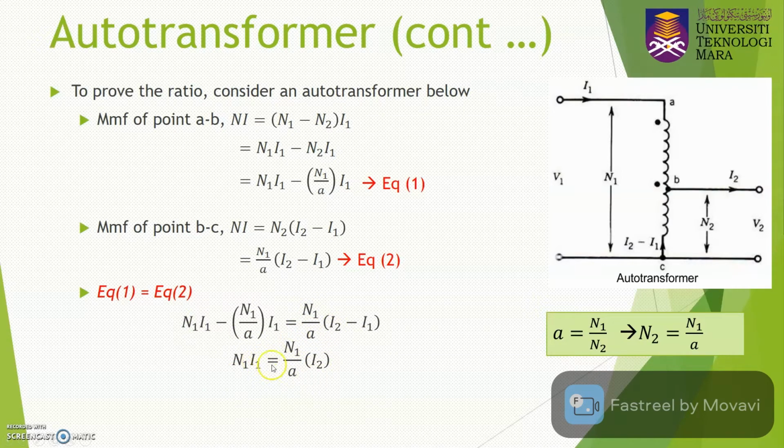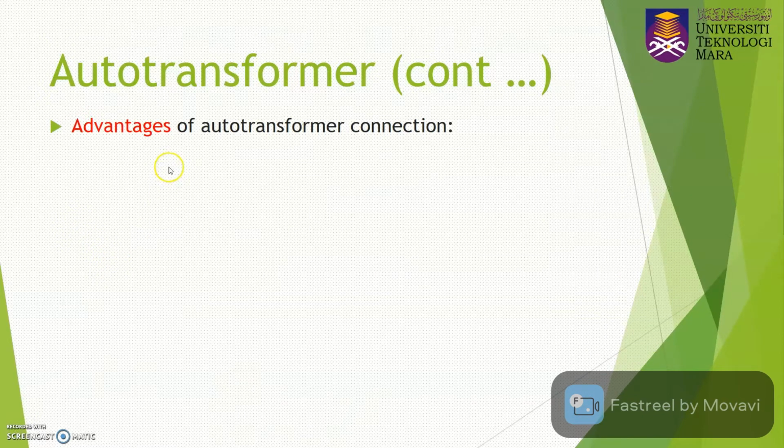Okay, so N1 and N1 we can cancel out. So finally, we have I1 equal to I2 divided by A. So A is equal to I2 divided by I1. Okay, so it is proven that the operation of the autotransformer is the same as the operation of the two-winding transformer. Okay, next we will see the advantage of using the autotransformer connection.